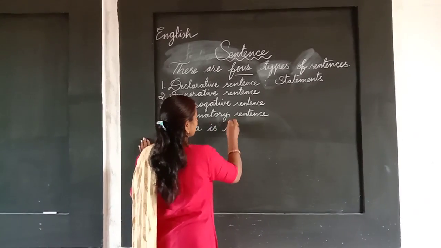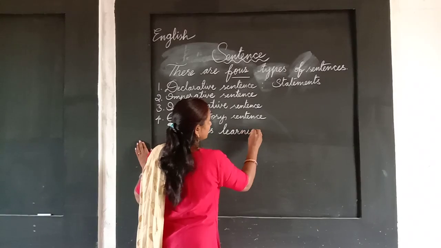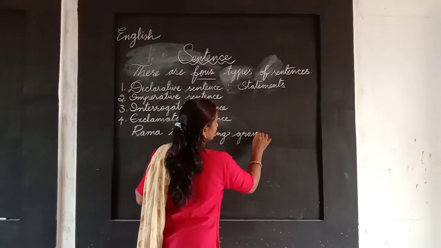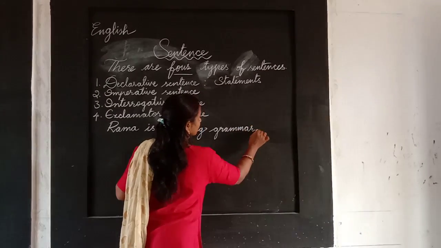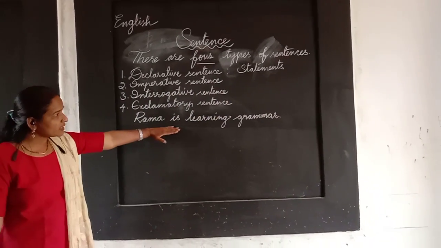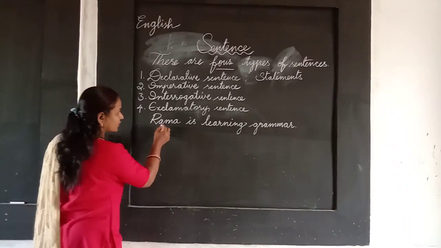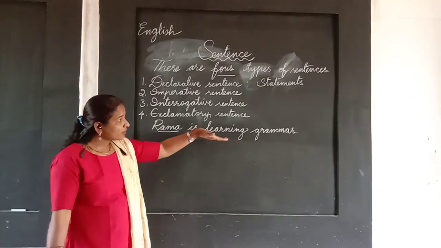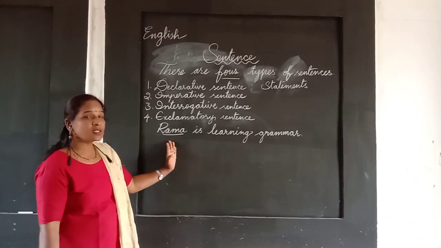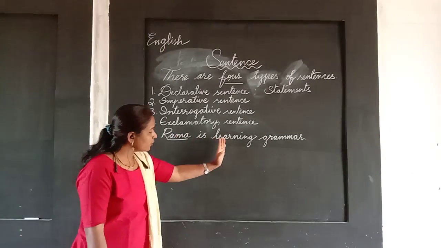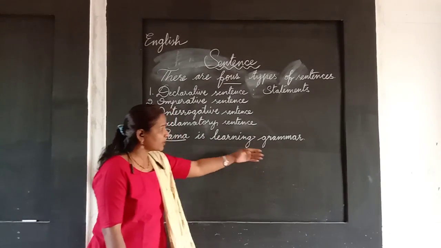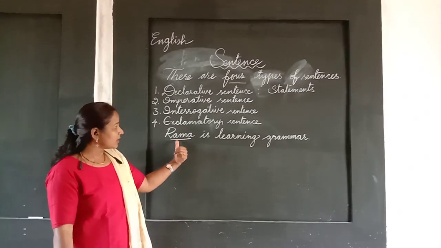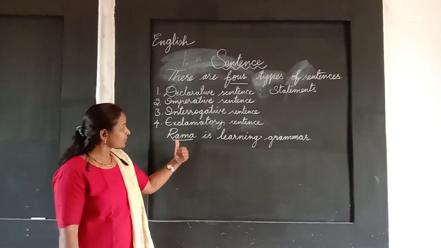Rama is learning grammar. Now, when you see this, you have a subject, Rama. Who is learning grammar? The word who is answered by Rama. When you pose the question, who is learning grammar, the answer you get is called the subject. So here, Rama is the subject.